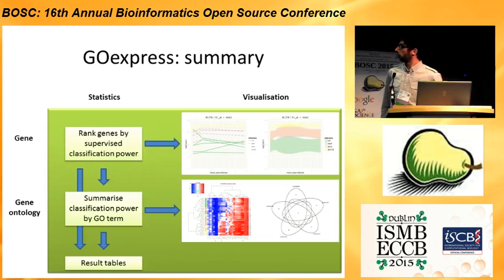Essentially, this is GOexpress. I started with the functions and the plots. Then I came back to the statistics, asking which are the most interesting plots to see. You can work on a gene basis or a gene ontology basis. Each of the tables can be exported, and then you can have your nice plots and write a Shiny interface, pardon the pun, around it.